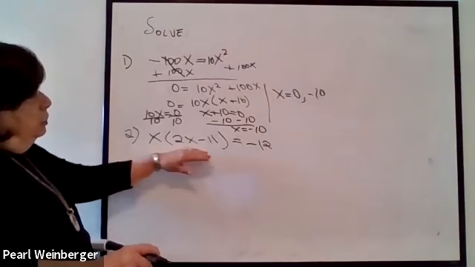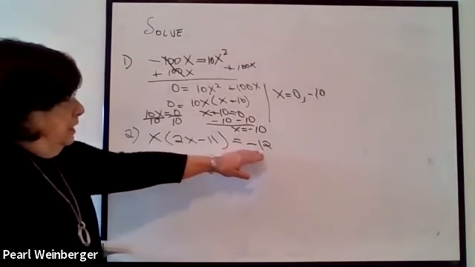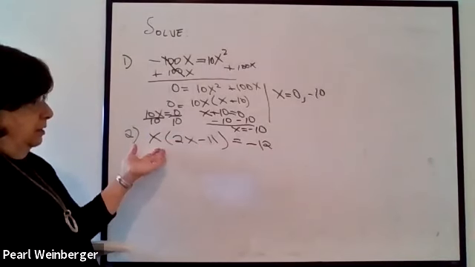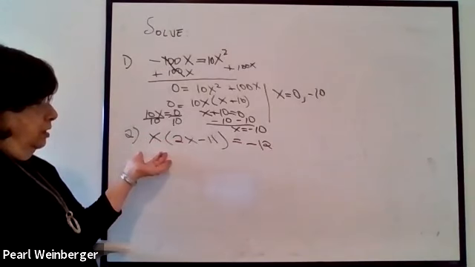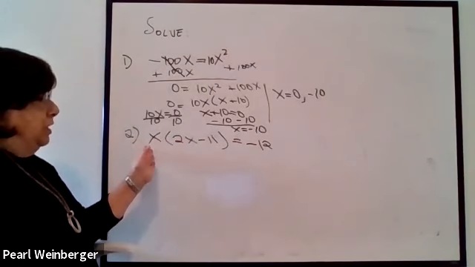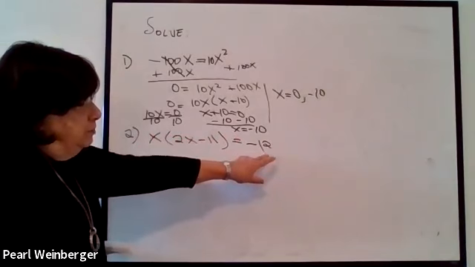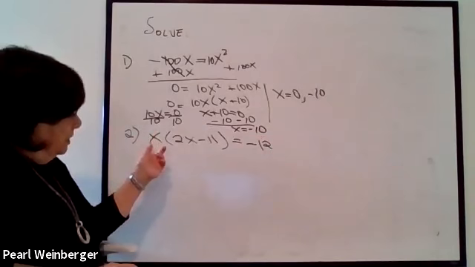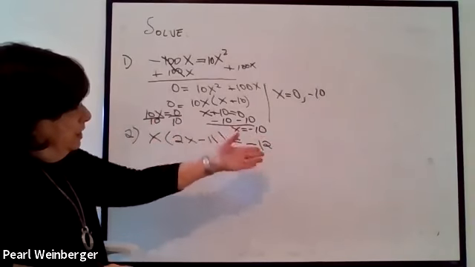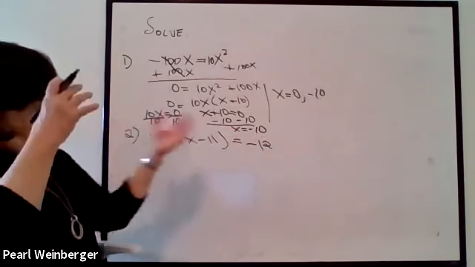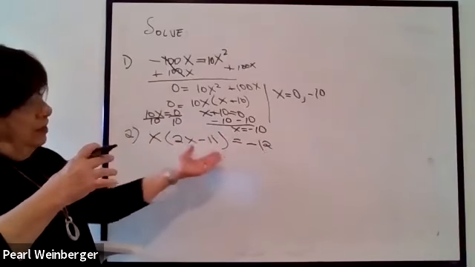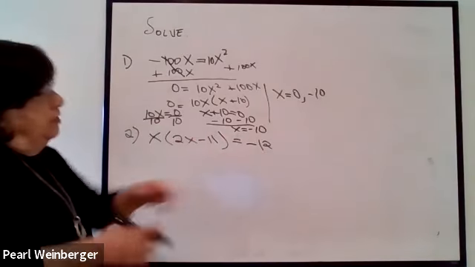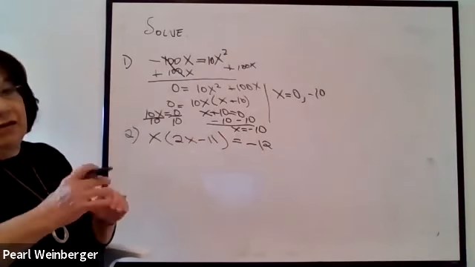We have x times 2x minus 11 equals negative 12. Truthfully, I see something that's already factored, but I can't separate it and set each factor equal to 0 because I don't have 0 over here. If this had been a 0, then I could have right away said x equals 0 and 2x minus 11 equals 0. If I have it equal to 0 and it's factored on this side, then they've done all the work for me. But in this case, it's equal to negative 12. They've made it harder, not easier.